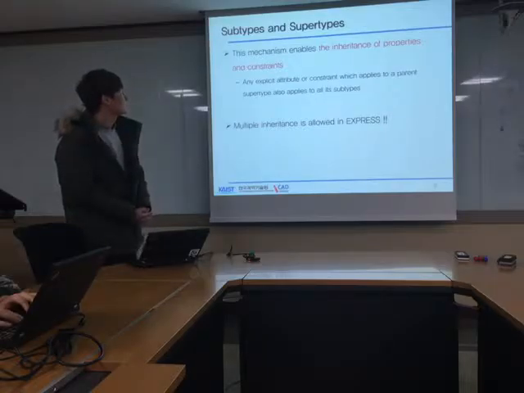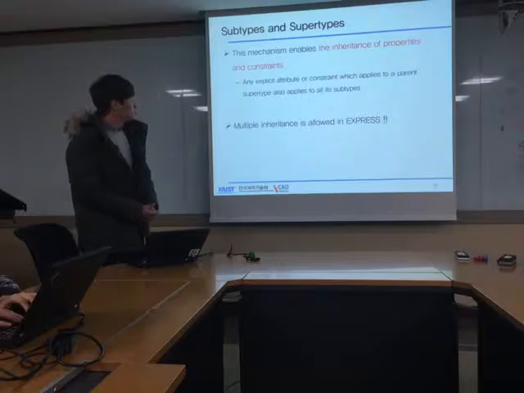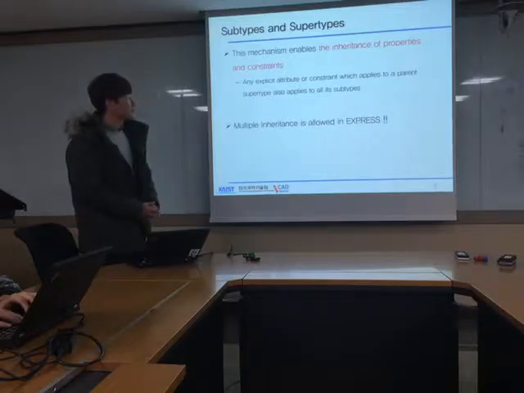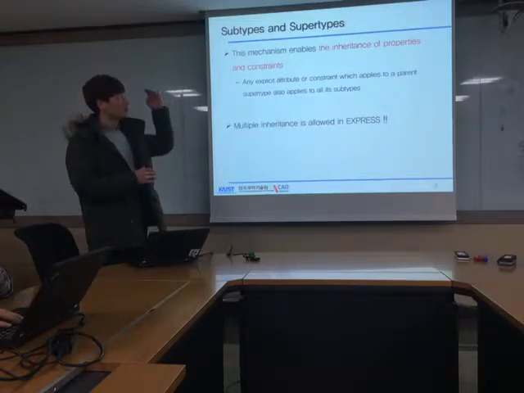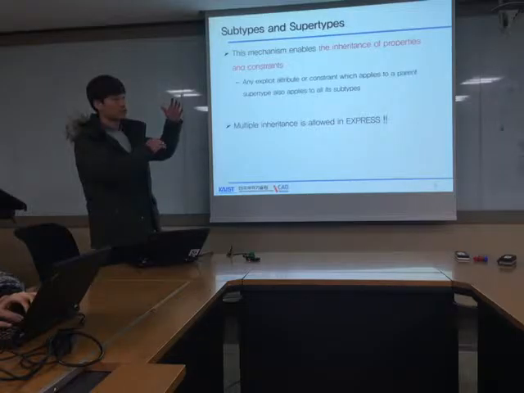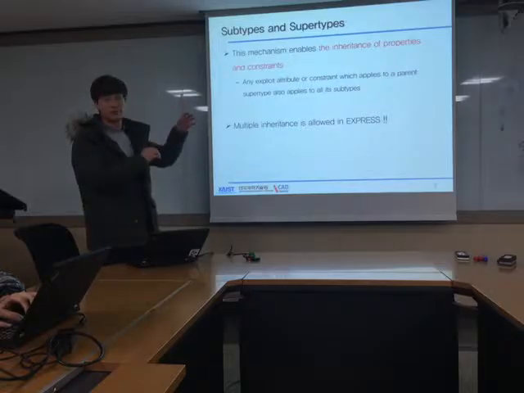Subtypes and supertypes. This mechanism enables the inheritance of properties and constraints. And multiple inheritance is allowed in EXPRESS. It means there are supertype and subtype, and we can use them in the subtype and in the supertype.